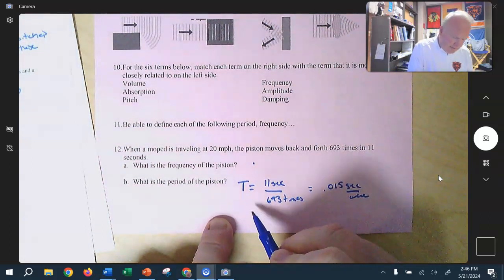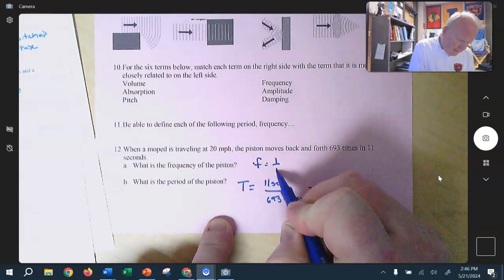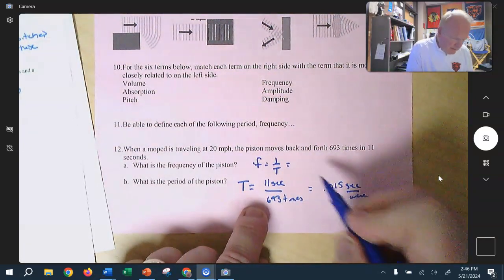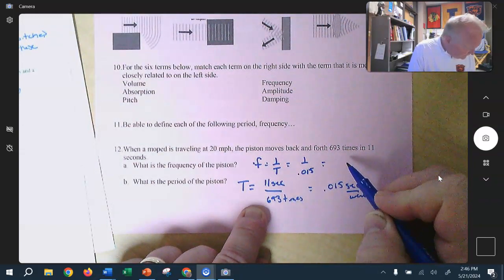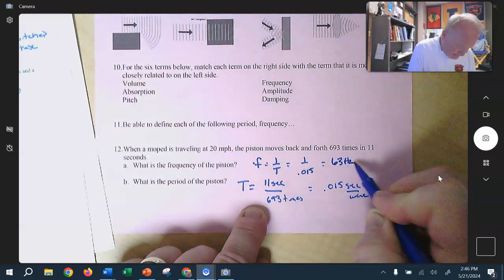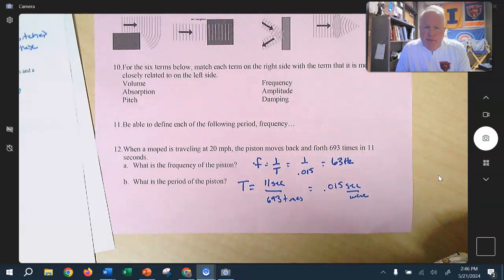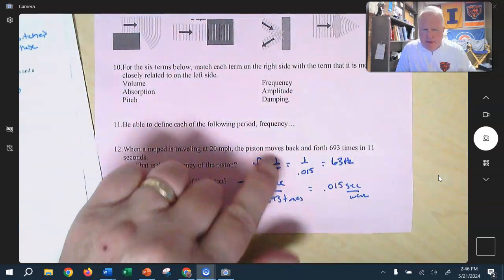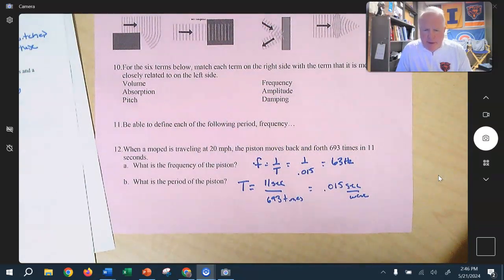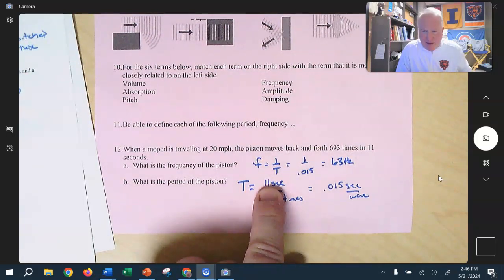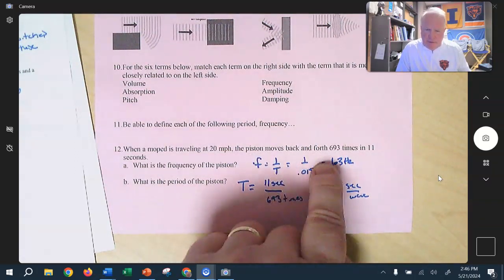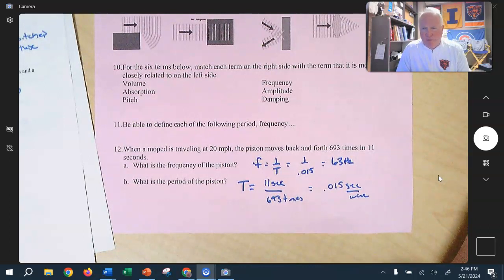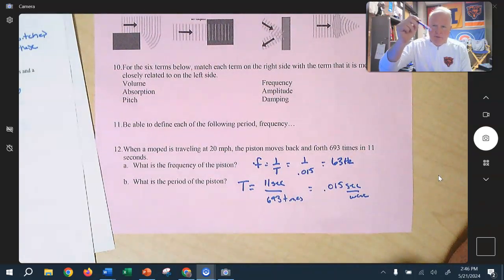Okay. And then once we do this, we can find the frequency, which is just 1 divided by t, or 1 divided by 0.015. Okay, and we get 63 hertz. There are other ways around it. You could have just flipped 693 divided by 11 to get that. But the bottom line is, once you find the period, and you remember it's a time, put the time on the top and the waves on the bottom, you'll get the period, and then you can always find the frequency from that number.